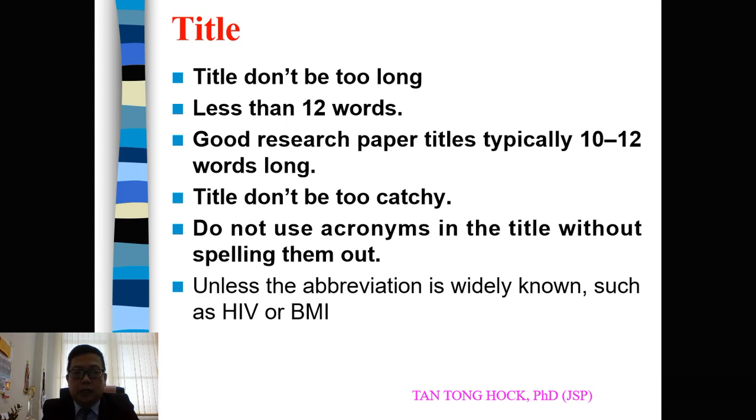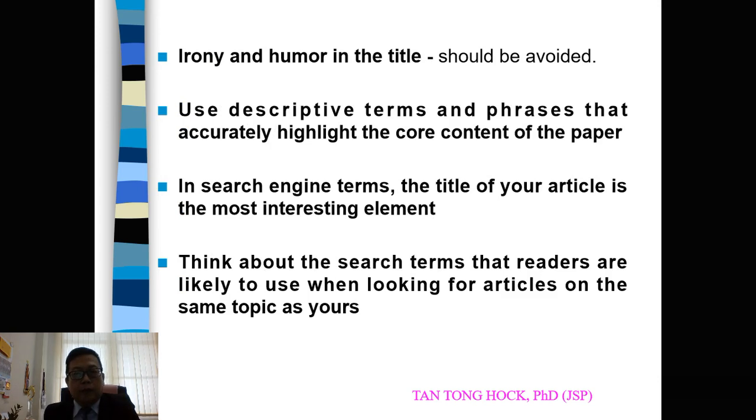In a conventional article, do not use acronyms in the title without spelling them out. Therefore, you need to write the full names in the title, unless the abbreviation is widely known, such as HIV, BMI, IQ or EQ. They're well known, therefore you can just put them in. Otherwise, you need to write everything in full for all titles. Irony and humor in the title should be avoided.